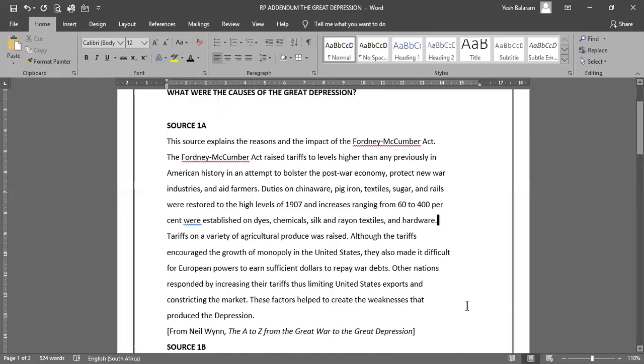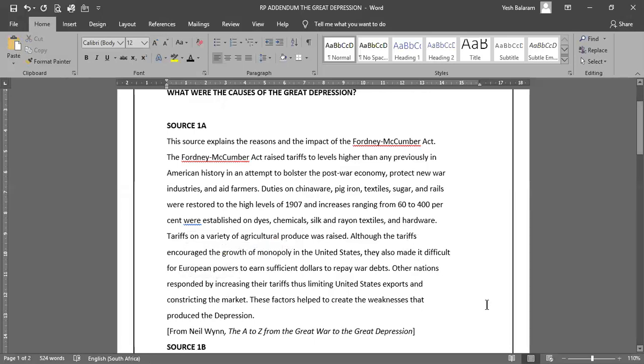Just to explain this to you, what it meant was the Americans raised the amount that overseas nations had to pay if they wanted to buy American goods. Now, this made it difficult for the European powers because they now had to pay high duties or taxes if they wanted to import American goods. But at the same time, they could not pay their war debt, the amount that they were owing for the money that they had borrowed during the First World War.